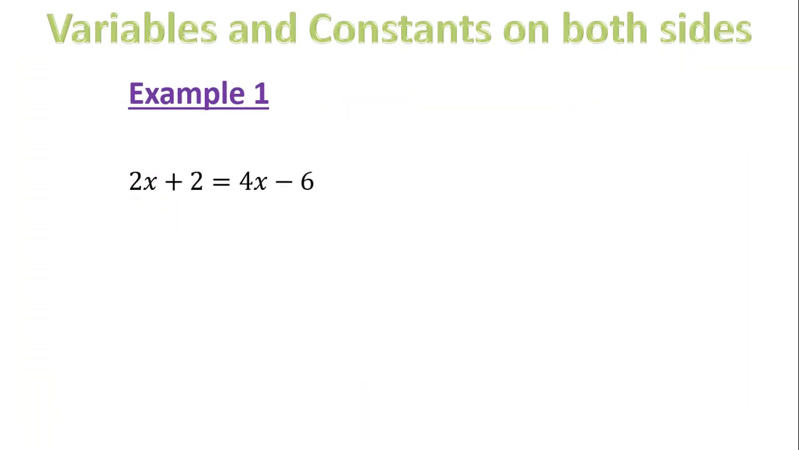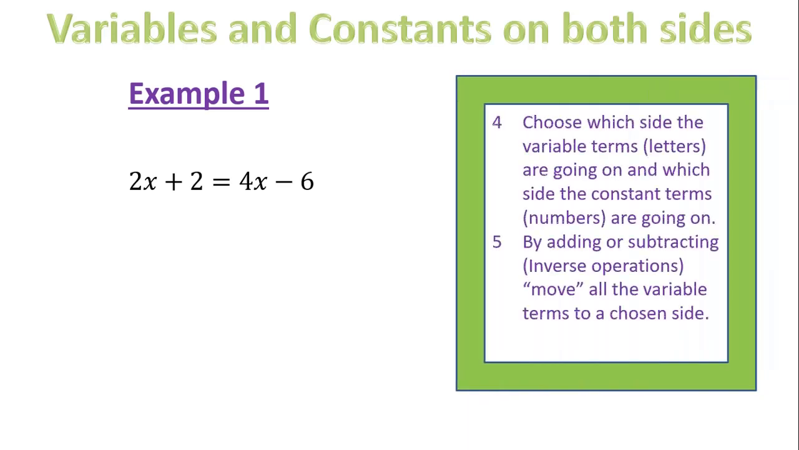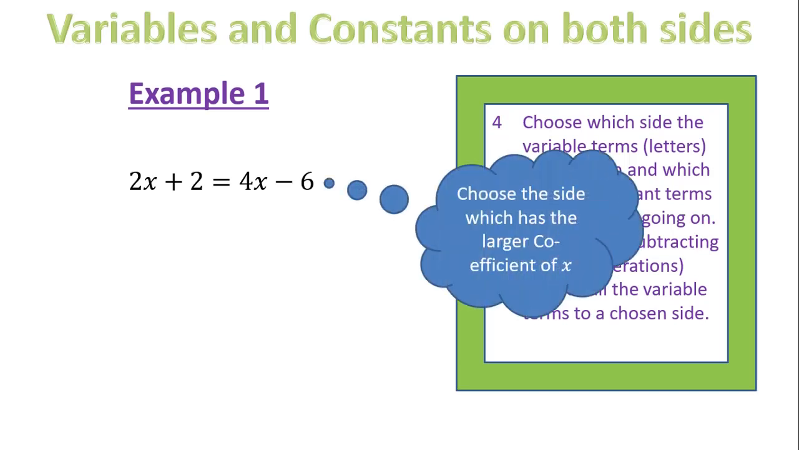Example 1. 2x plus 2 equals 4x minus 6. Let's look at our steps. Step 4. Choose which side the variable terms are going on and which side the constant terms are going on. Now there's many different ways to do it. The way I would suggest, however, is as follows. Choose the side which has the larger coefficient of x. So that's the number in front of x.